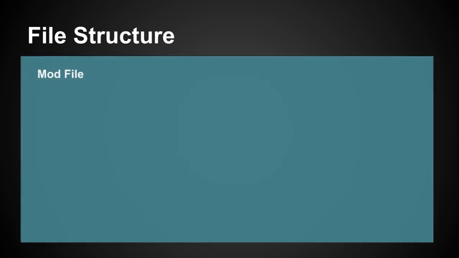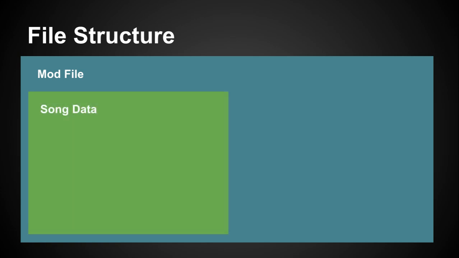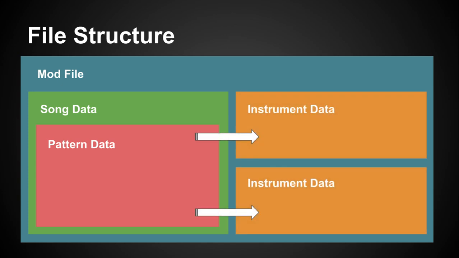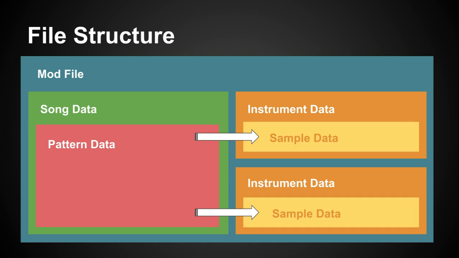This is how a file is structured conceptually. So you have a mod file. They call them modules because it sounds cool and like you're a hacker. In the mod file, you have your song data, and the song data is made up of patterns. Your patterns are just different sequences of notes that reference instruments. And those instruments themselves, since Milkytracker is a sample-based tracker, are made up of sample data. So that's kind of how it's set up.